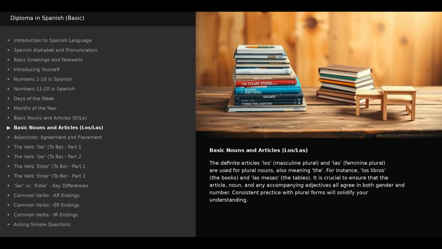The definite articles los, masculine plural, and las, feminine plural, are used for plural nouns, also meaning the. For instance, los libros, the books, and las mesas, the tables. It is crucial to ensure that the article, noun, and any accompanying adjectives all agree in both gender and number. Consistent practice with plural forms will solidify your understanding.